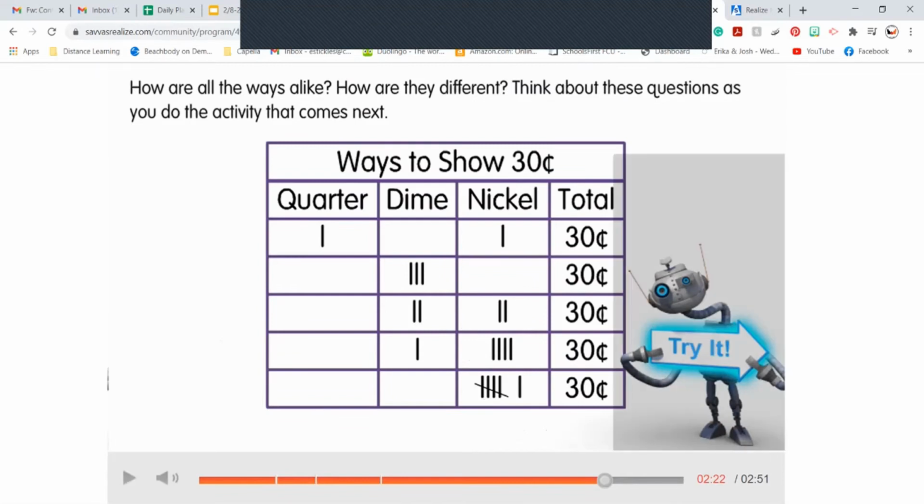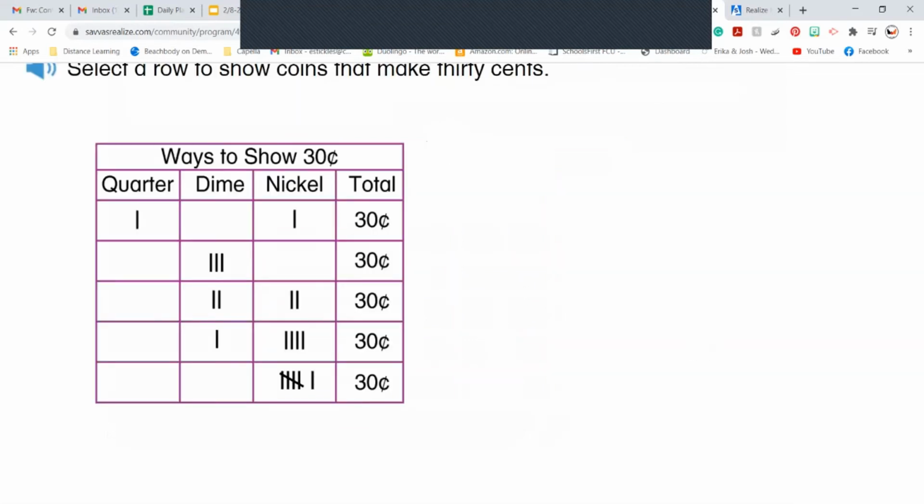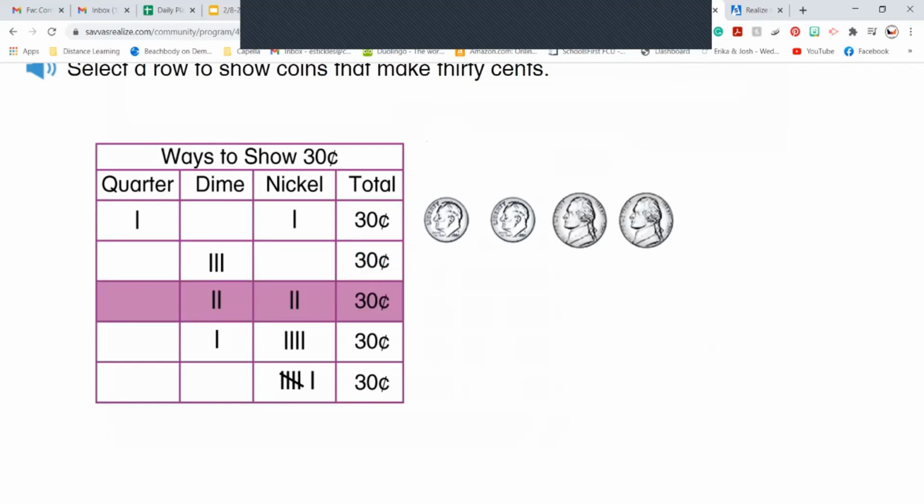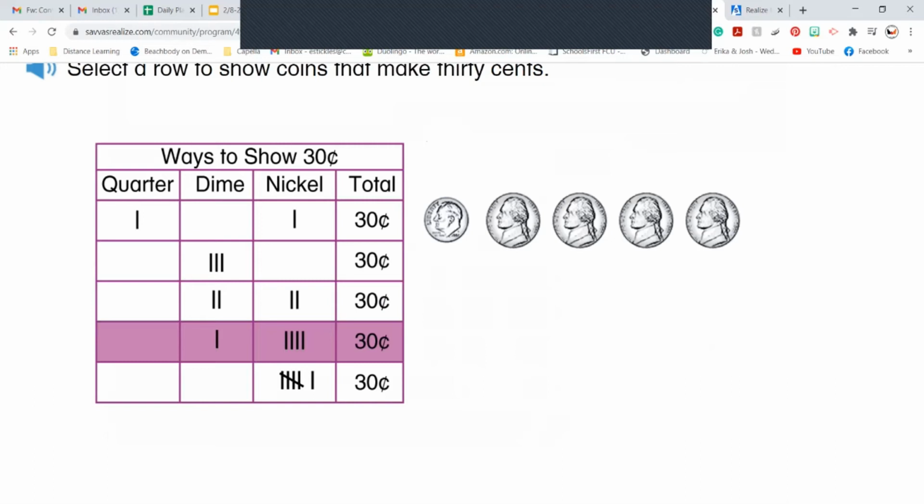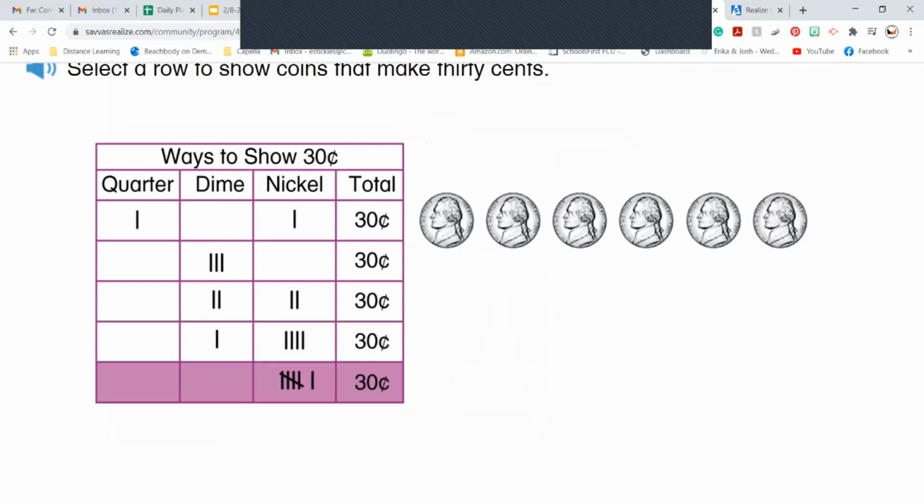Let's try it out together. It says select a row to show coins that make 30 cents. 1 quarter and 1 nickel make 30 cents. 3 dimes makes 30 cents. 2 dimes and 2 nickels makes 30 cents. 1 dime and 4 nickels makes 30 cents. And 6 nickels makes 30 cents.